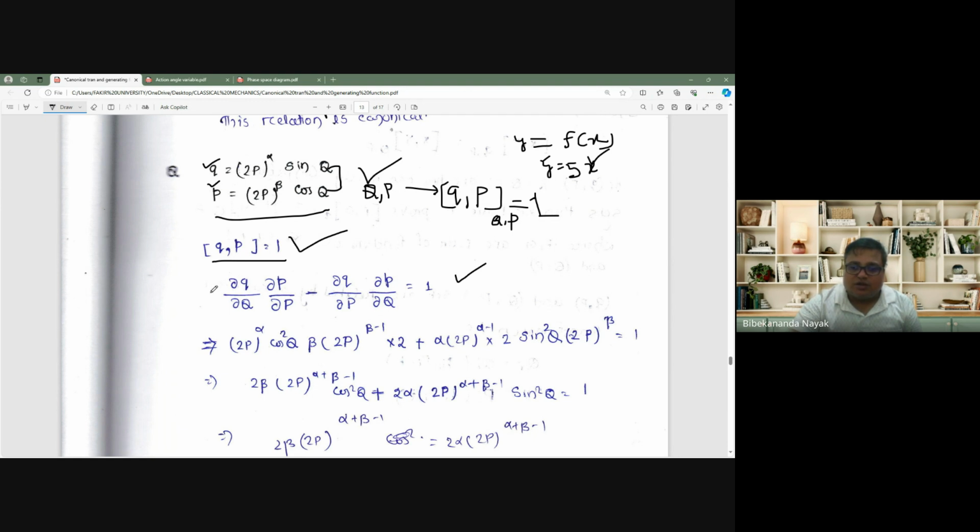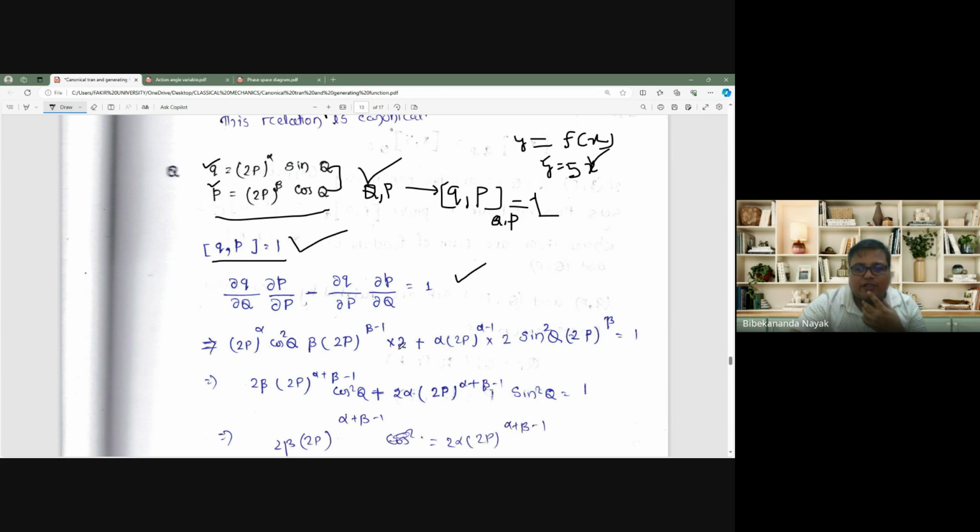So if you take the derivative with respect to capital Q, it will be cos Q only. So P to the power alpha cos Q. Again, this derivative with respect to capital P will be beta 2P to the power beta minus 1 into cos Q, cos square Q.